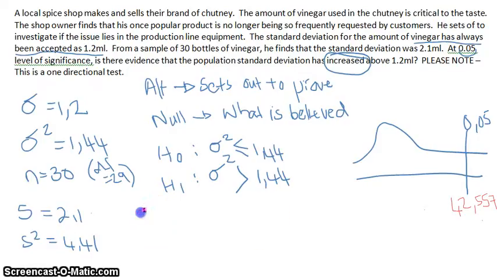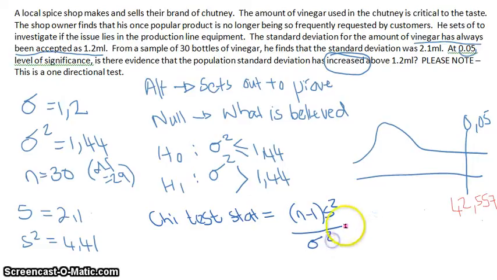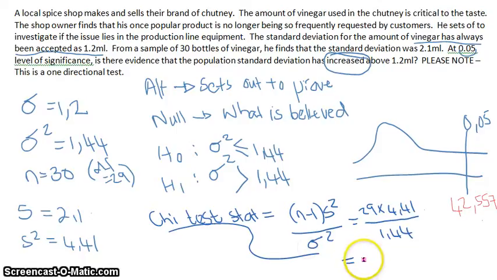Okay, so now we calculate the test statistic. So the test statistic is equal to n minus 1 times my sample variance divided by my population variance, and that calculation is 29 times 4.41 divided by 1.44. And so the answer to my chi test stat is 88.88125. And that is my chi test stat.